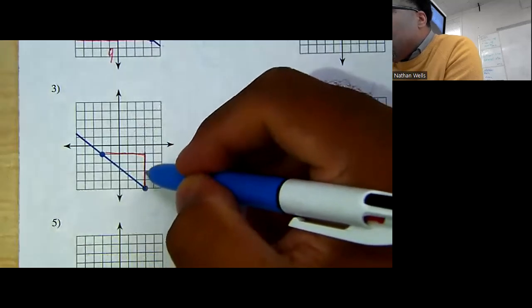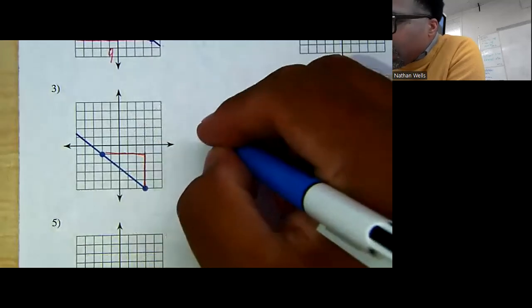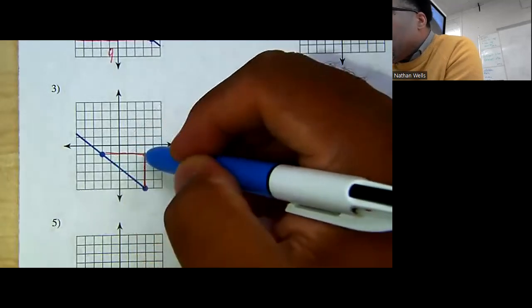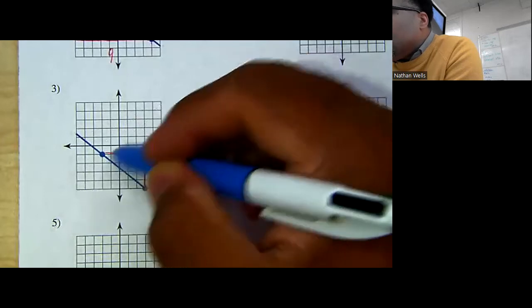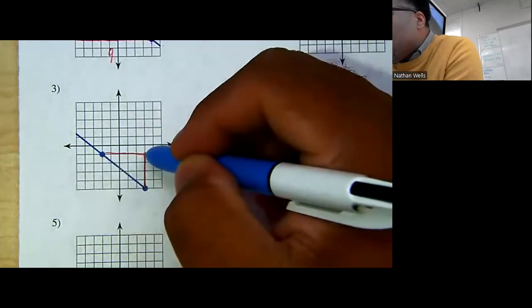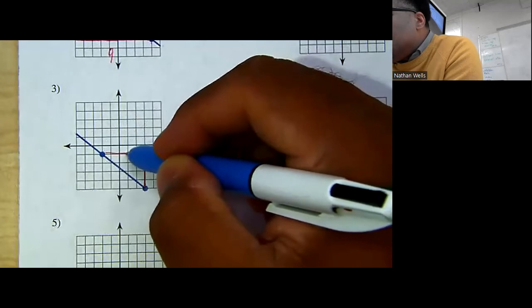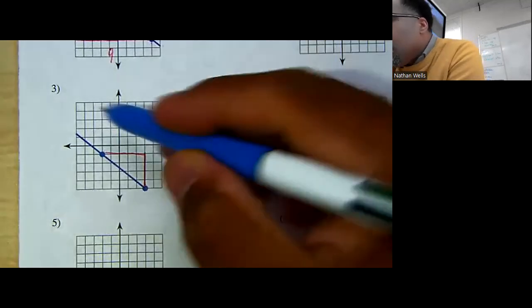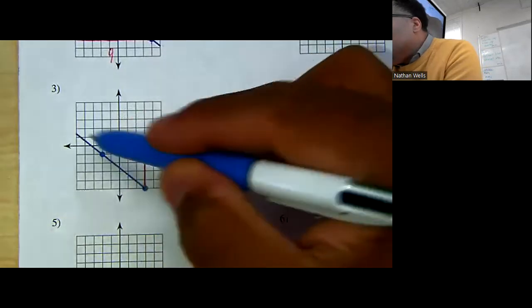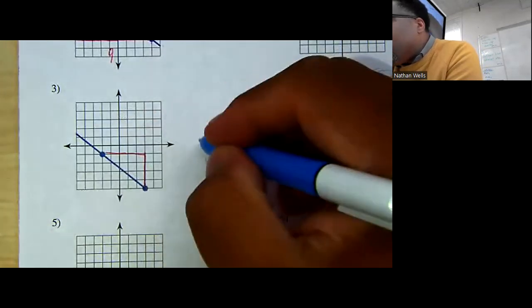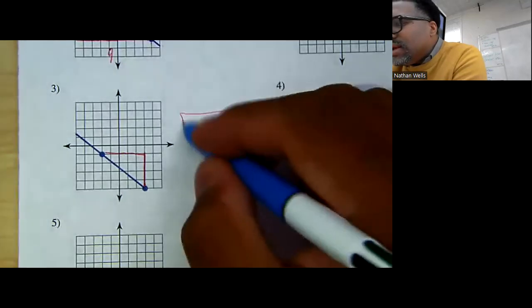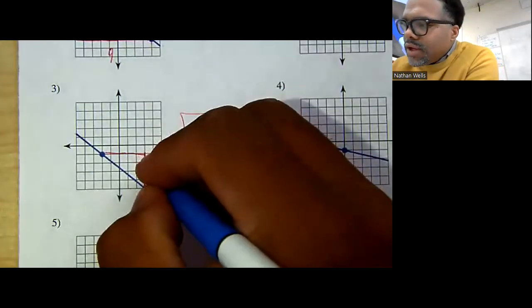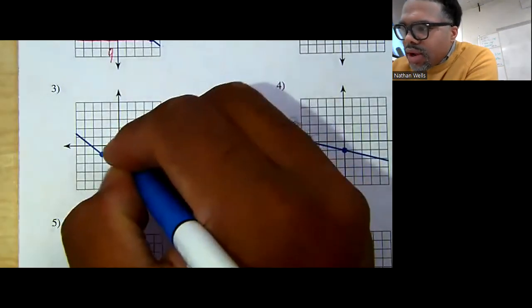Count my rise. 1, 2, 3, 4. My run. 1. You can run across a room. You can run across the street. So runs go from left to right. They go across. 1, 2, 3, 4, 5. And again, this graph is falling from left to right. So it is -4/5. Because my rise was 4, my run was 5.